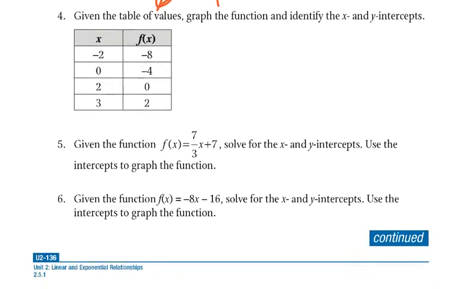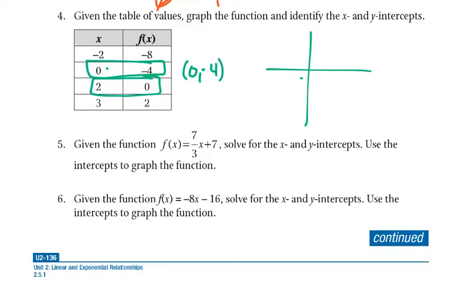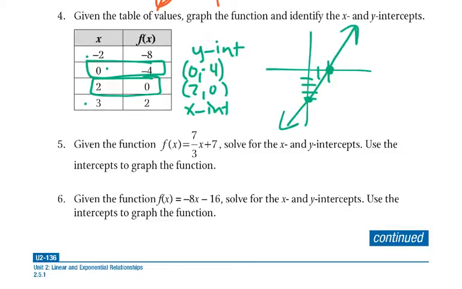Okay, number 4, same idea. Given the table of values, graph the function, identify the x and y-intercepts. Okay, there's our y-intercept, there's our x-intercept. How do I know? X has a 0, so it would be our y-intercept. Honestly, on a graph, I could just graph those 2 points, and that would be good enough to draw my graph. So that's our y-intercept. Then 2, 0 would be our x-intercept right there. Could I graph the other 2 points? Yeah, but 2 points is enough in a linear function to graph it.